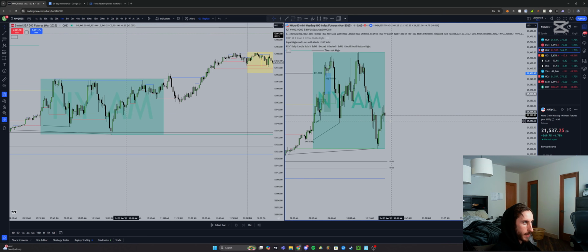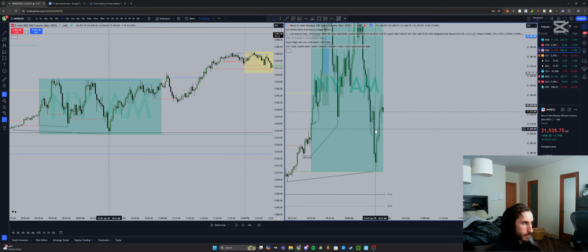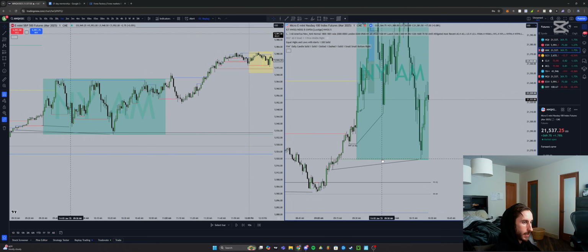So what happens? We end up getting that pullback into that inversion. Actually, we don't. We miss it by like a tick. See, look at that. Wow. We never get the pullback into it, but if you notice here as well, we leave behind a fair value gap. The reason we don't come down and fully fill this inversion is because of this fair value gap and this displacing move off of this key level with the SMT.